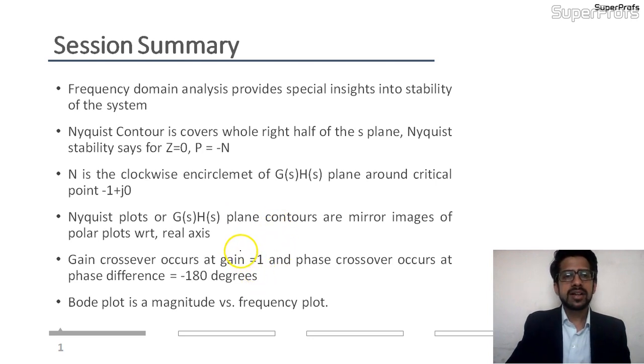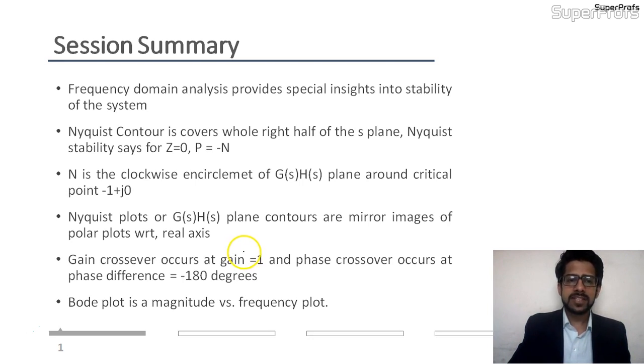We saw that frequency domain analysis provides special insights into the stability of the system. Also, we saw that for the Nyquist contour, which covers the whole right half of the S-plane, Nyquist stability is given by P is equal to minus N, where Z is equal to 0. N is the clockwise encirclement of the G of S H of S plane around the critical point minus 1 plus j0.